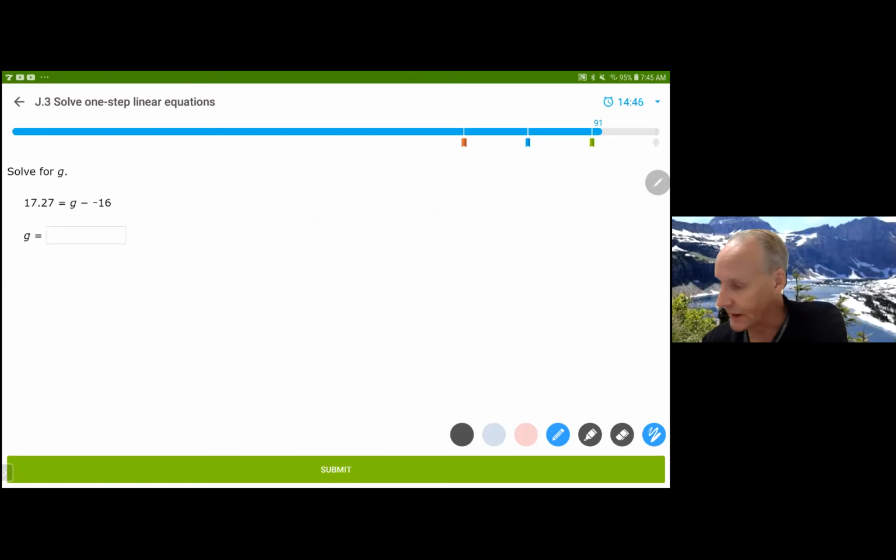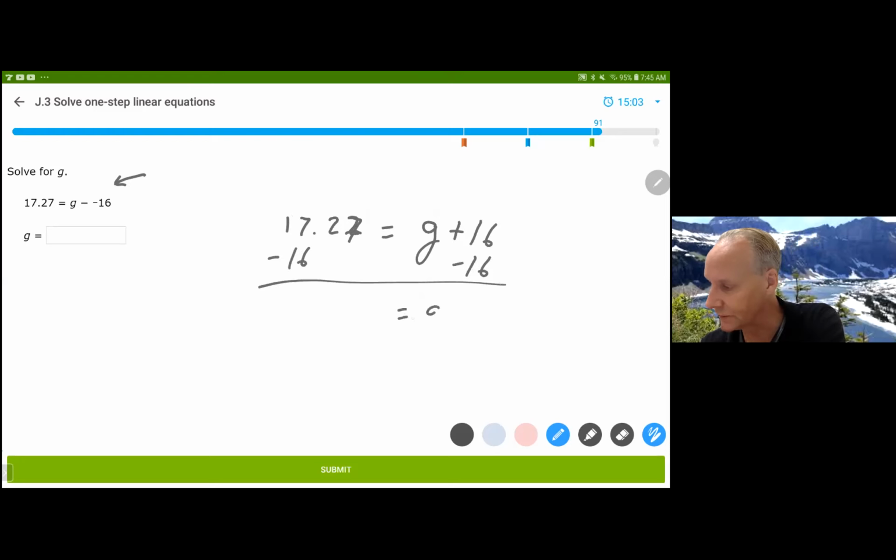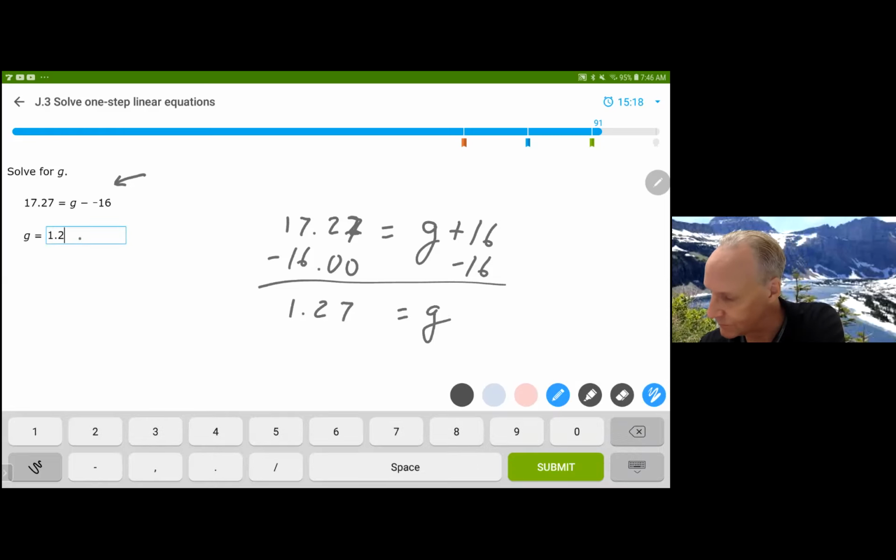All right, and this time again, we've got this double negative, which is the same as 17.27. Oh, I said 27. Is equal to g plus 16. And so we're just going to subtract 16 from both sides. And in this particular case, you can do it in your head, and you get 1.27. One of the things you want to keep in mind is that when you do decimal subtraction, remember to put the zeros in and keep the decimals the same length. That is 1.27, or 1 27/100.